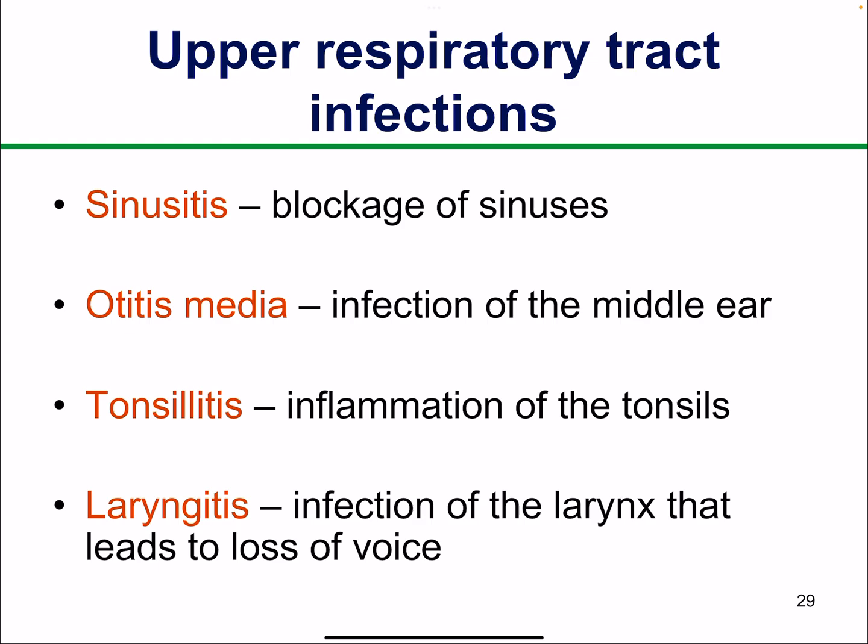Now, there are some issues that can occur with our respiratory system, whether it is the upper respiratory tract or the lower respiratory tract. Let's start with the upper respiratory tract. In the upper respiratory tract, we can have sinusitis. This is when the sinuses are blocked, okay, or inflamed. We can have otitis media. This is an infection of the middle ear.